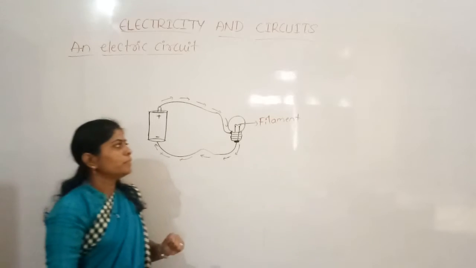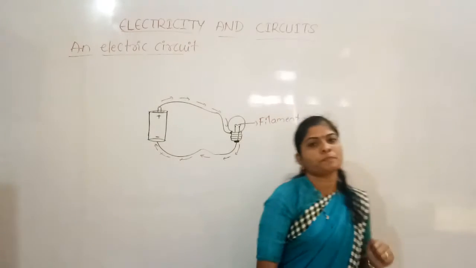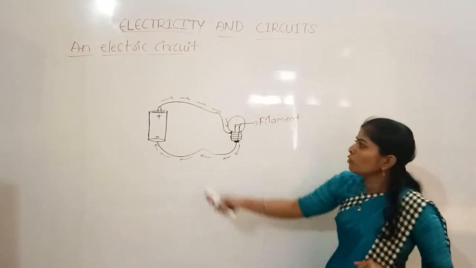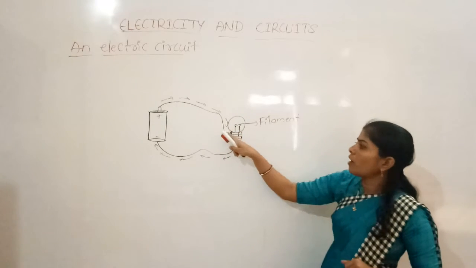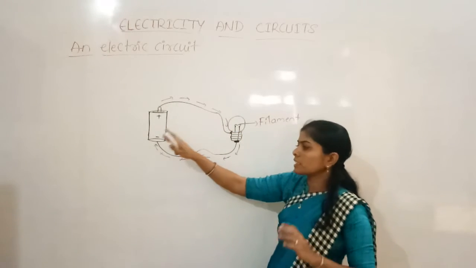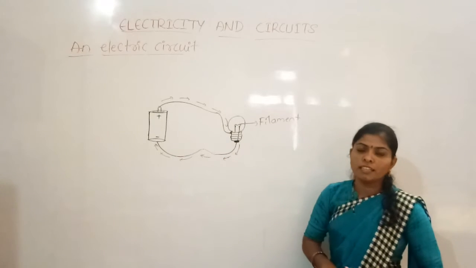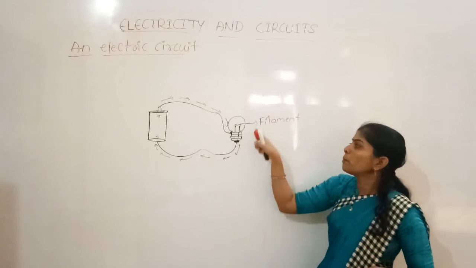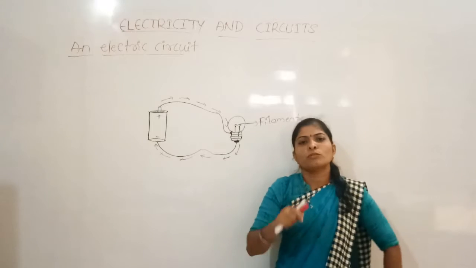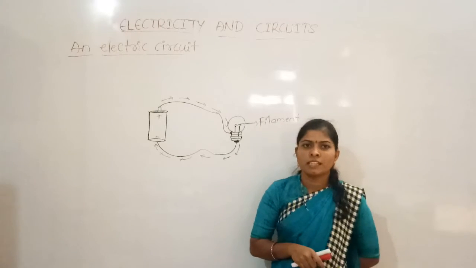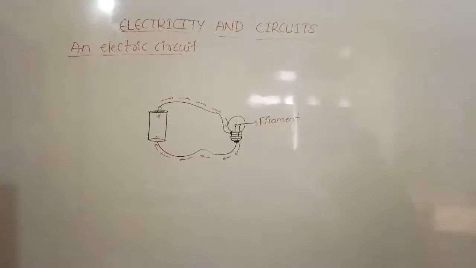And sometimes you might have seen that even though the connections are all correct, meaning all the terminals are connected, sometimes the bulb will not glow. So what is the reason for that? Now I will show you a bulb so that you can understand.